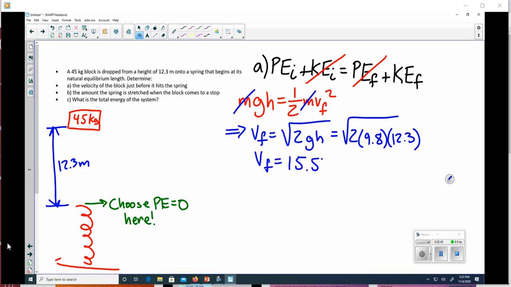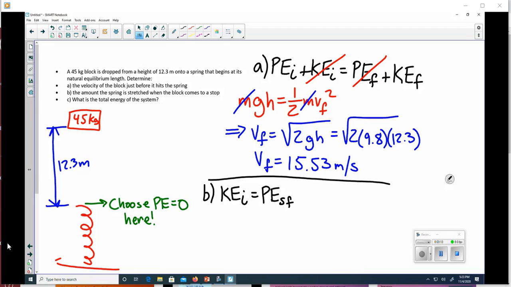So we find that the final velocity right before it hits the spring is 15.53 meters per second. Now all of the kinetic energy that it has right as it hits the spring is going to be transferred into spring potential energy as the spring is compressed. So now what was the final situation in the last part is now the initial situation in the next part. So we have initial kinetic energy, final spring potential energy, as the spring is compressed and the block is brought to rest.